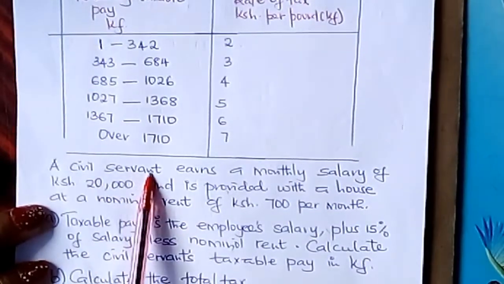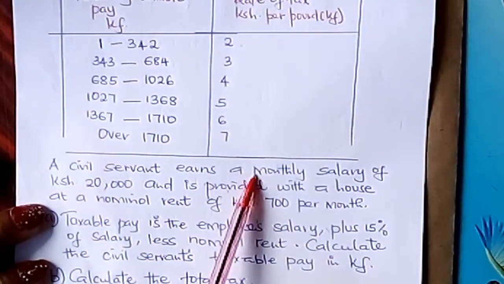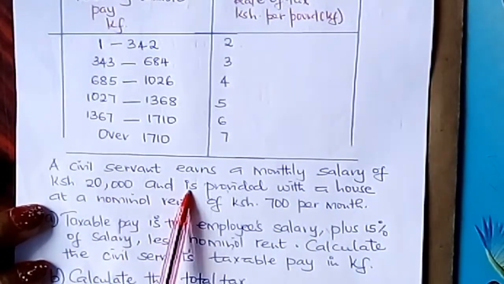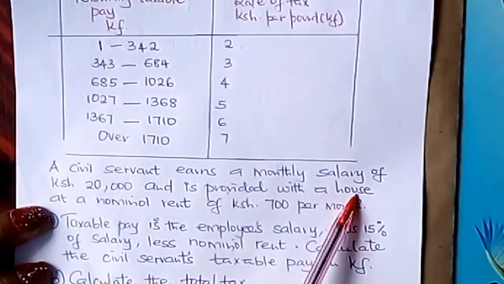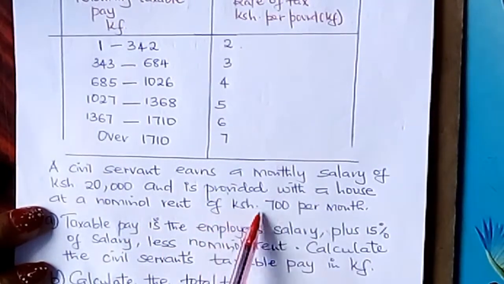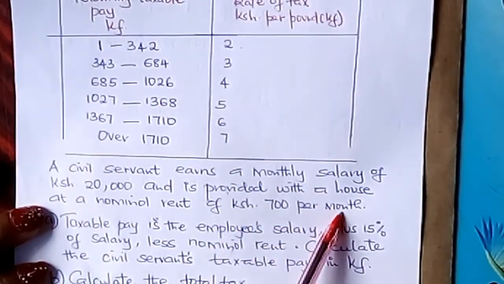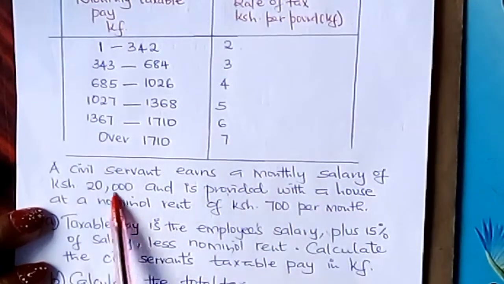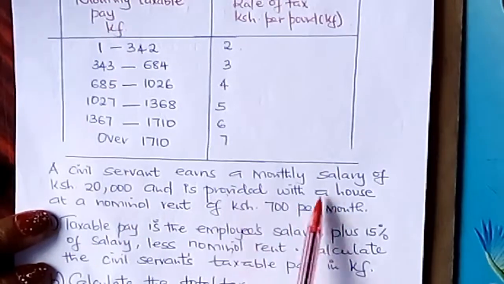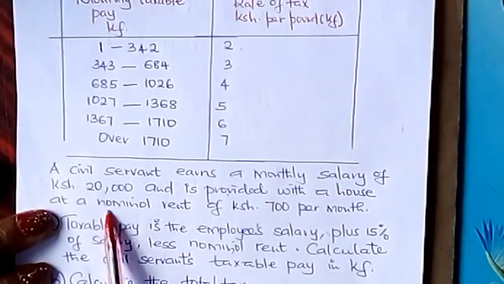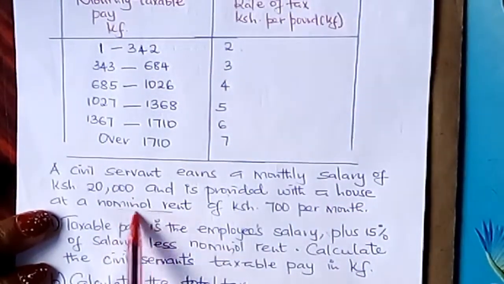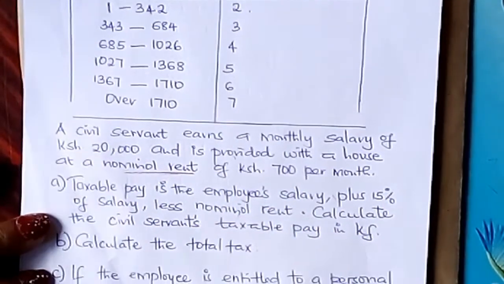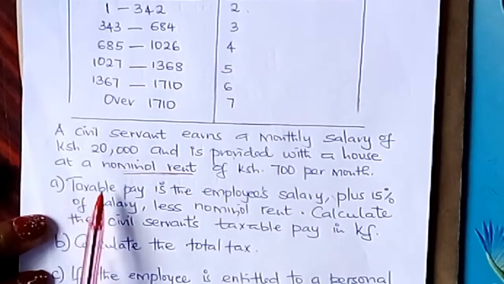A civil servant earns a monthly salary of 20,000 shillings and is provided with a house at a nominal rent of 700 shillings per month. So this civil servant earns a monthly salary of 20,000 shillings and is provided with a house at a nominal rent, a small rent of Kenya shillings 700 per month. Learner, we go to part A.